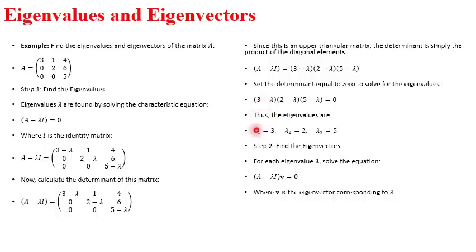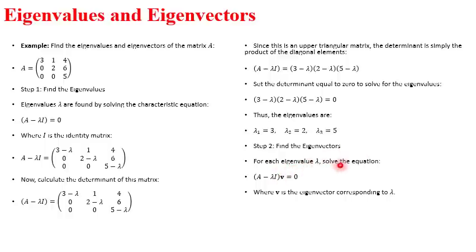Therefore, if this equals 0, then lambda 1 will equal 3. And if this equals 0, lambda 2, as the second eigenvalue, will equal 2. And if this equals 0, lambda 3, which is the third eigenvalue, will equal 5. So then the next step is that we proceed to use these eigenvalues to find the eigenvectors.